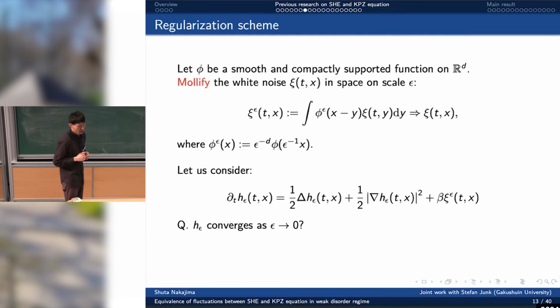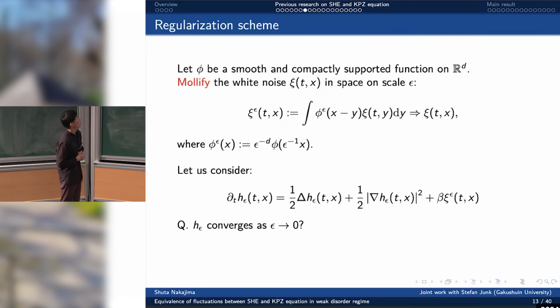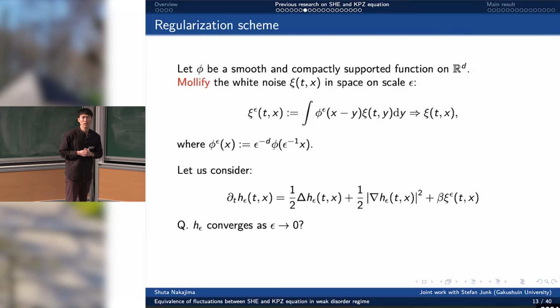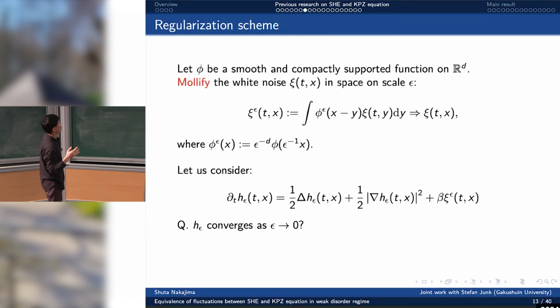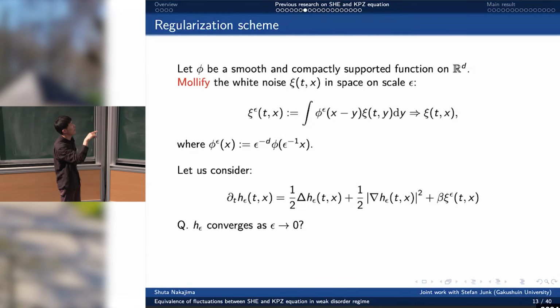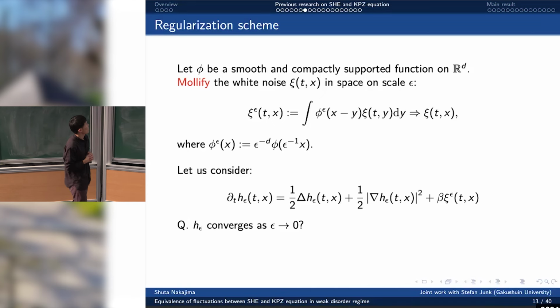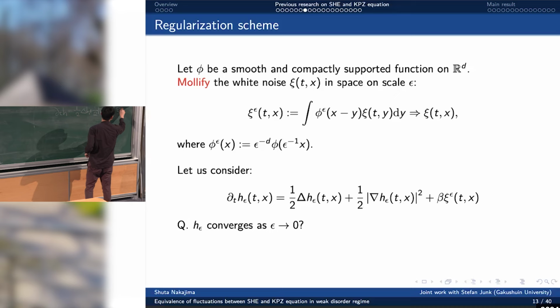Let's demonstrate that. First, let phi be a smooth and compactly supported function, and modify the white noise xi like this. This is a convolution of phi and xi. You know that xi epsilon converges to xi itself in the distribution sense. So instead of the original KPZ equation, we consider the KPZ equation with this noise, xi epsilon.